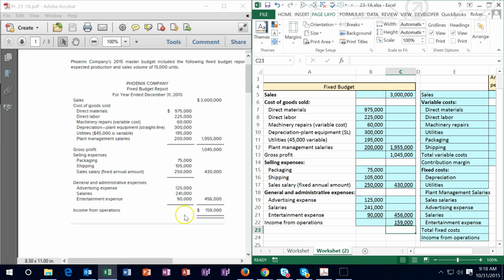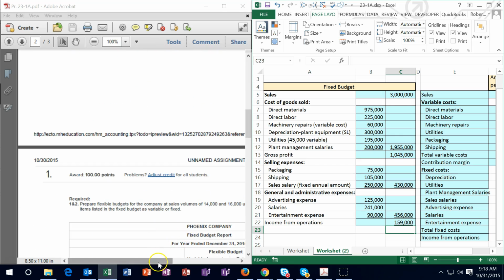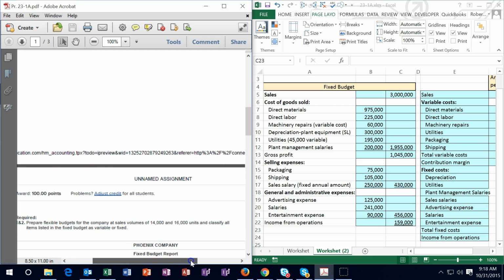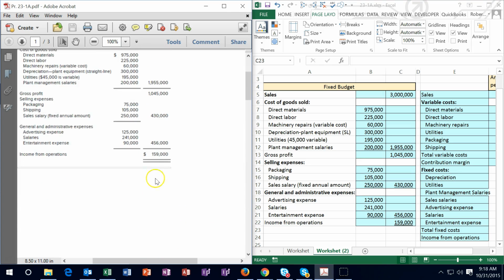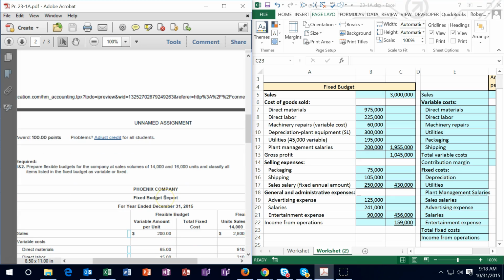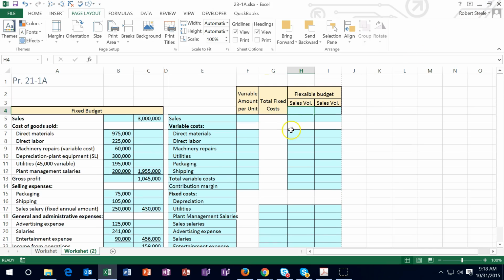Only other numbers I need to pick up from this worksheet, and then we can just full size our screen, is the fact that our budget wants a production not at the 15,000, which is what this is based on, 15,000 units, but we want it at 14 and 16. So I'm going to go ahead and make this large. I'm going to put those in here. I'm going to have a new flexible budget at 14,000 units and a flexible budget at 16,000 units.